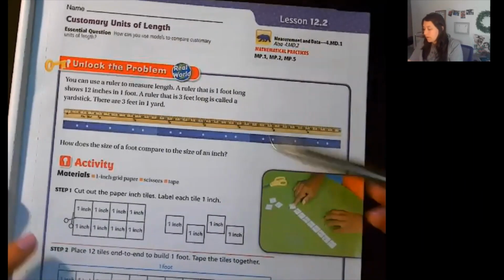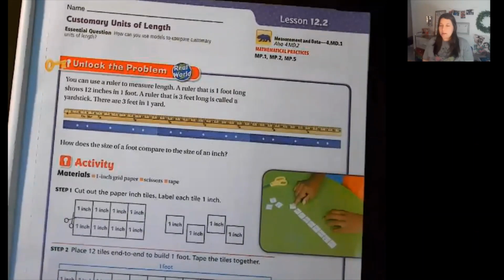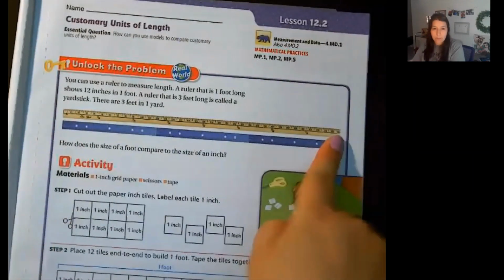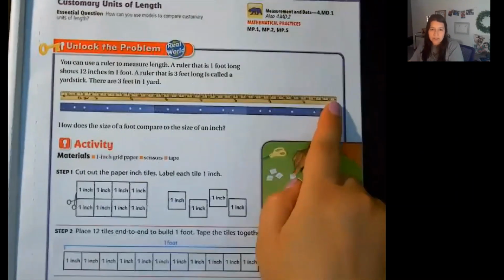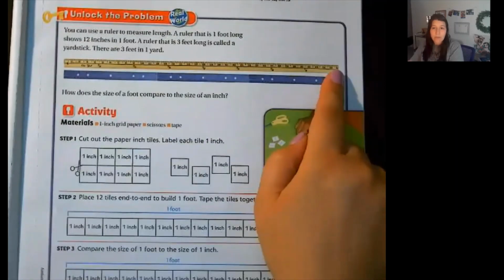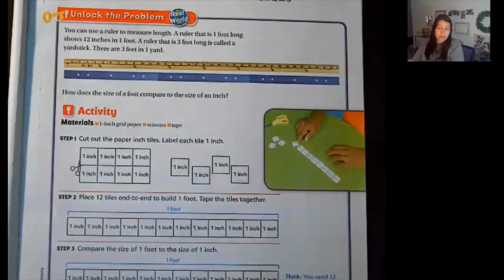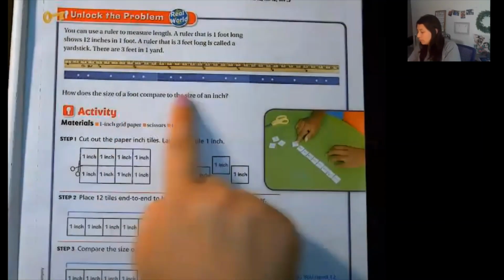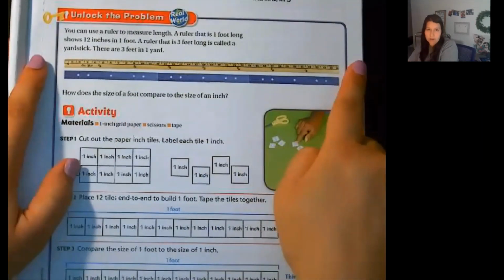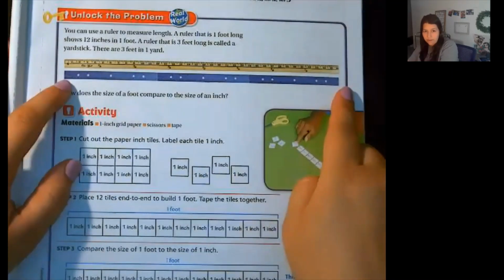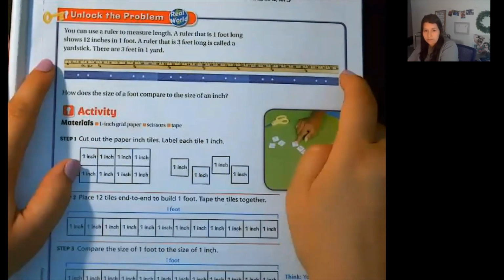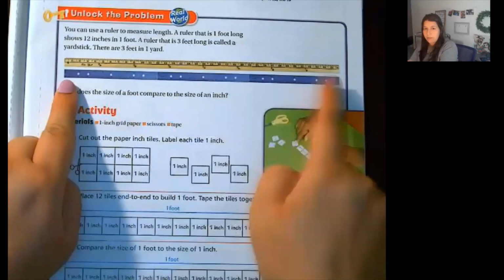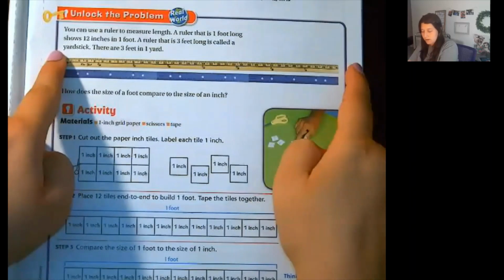Okay, a ruler that is 3 feet long is called a yardstick, and that's what this big yellow picture is here. You may have seen one of these in your teacher's classroom at some point. That's called a yardstick because it is a yard. If we look down below, there are 3 rulers that make up 1 yardstick. So there are 3 feet in a yard. Okay, there's 12 inches in 1 foot. There's 3 feet in 1 yard.